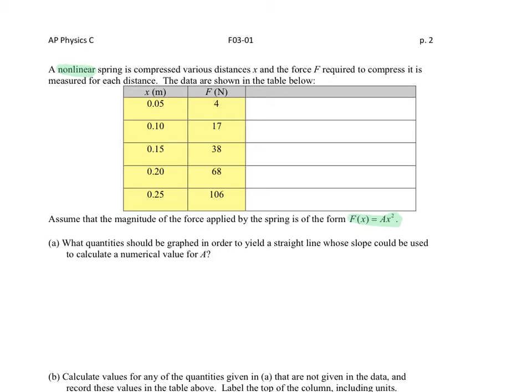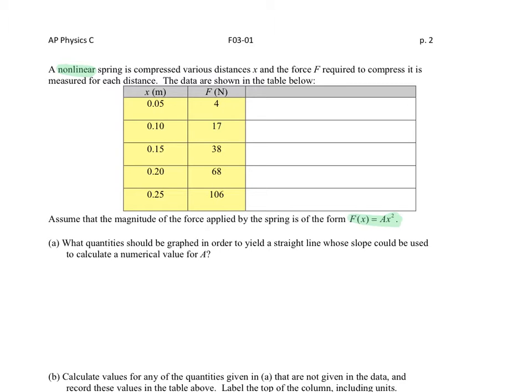And then part A says, what quantities should be graphed in order to yield a straight line whose slope could be used to calculate a numerical value for A. So here we have F versus x is x squared, right? F is proportional to x squared. So I could plot F versus x squared, and I think that would be the easiest. Or you could conceivably plot root of F versus x. Your choice either way. I'm going to go with F versus x squared.